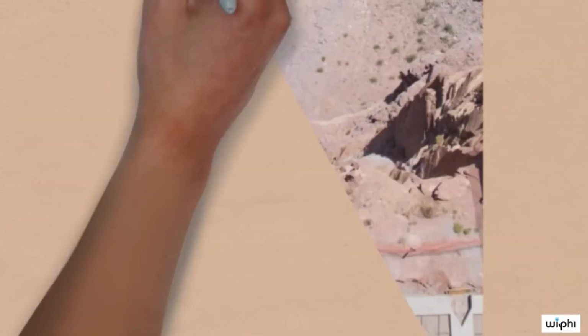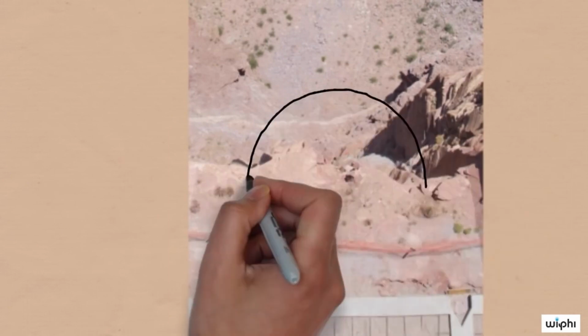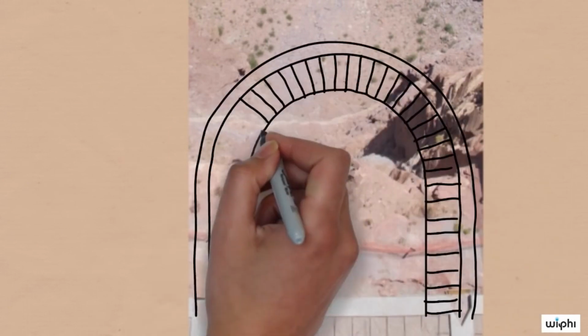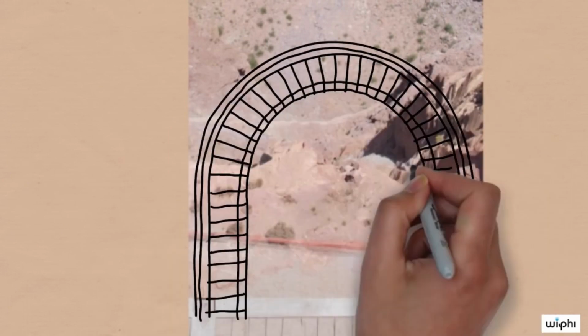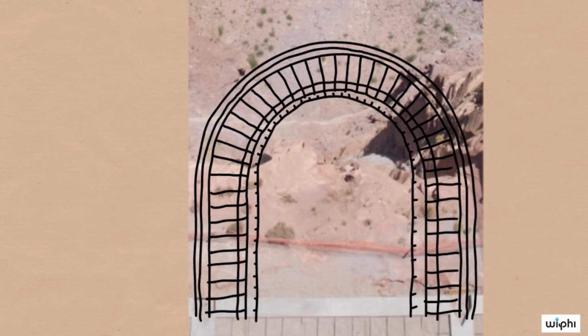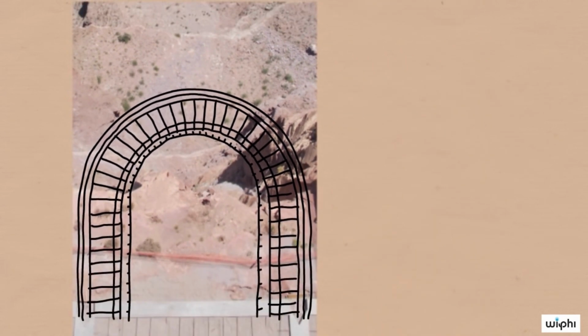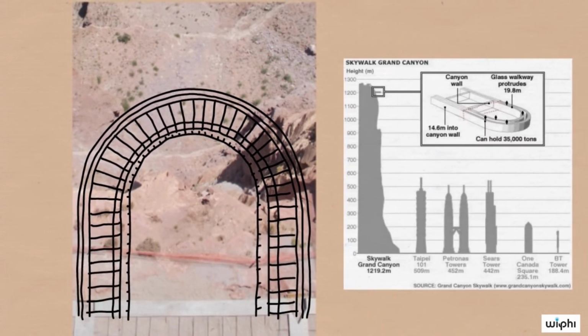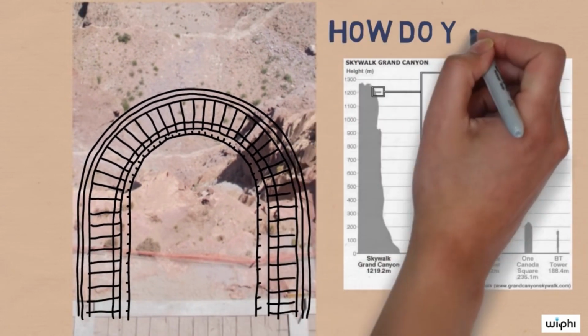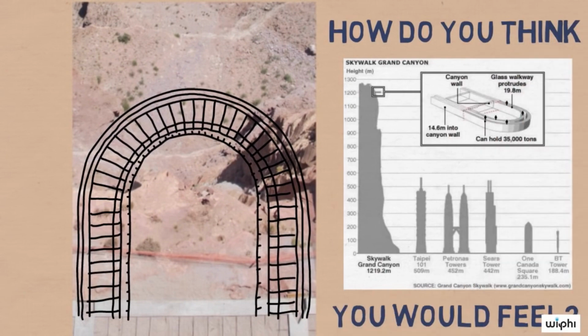Imagine that you're visiting the Grand Canyon and you decide to take a walk on their skywalk, a huge glass bridge suspended above the raging waters of the Colorado River. Now imagine that you head out to the middle of the skywalk and look down, and you see your feet resting on the clear glass, standing 4,000 feet up. How do you think you would feel?